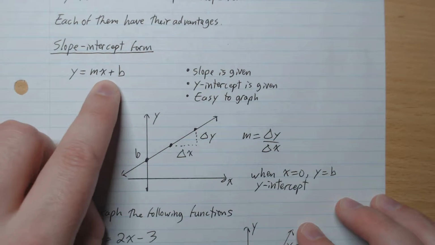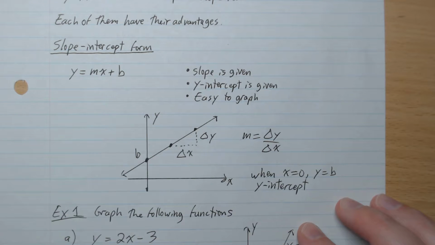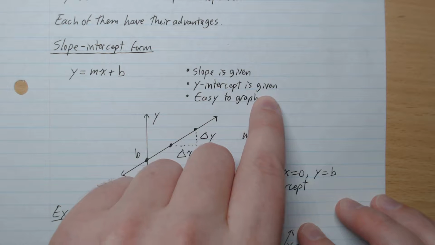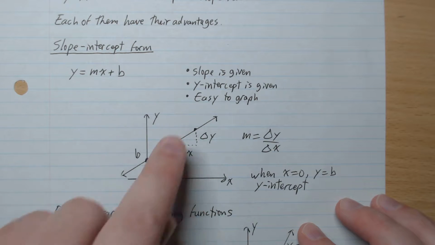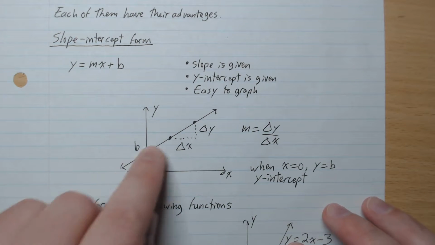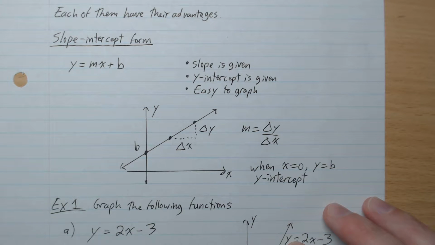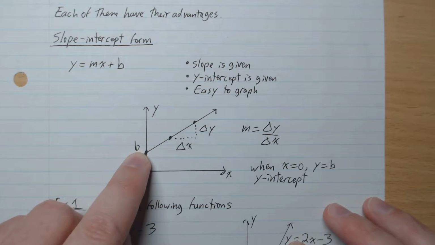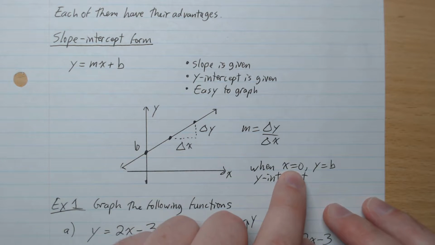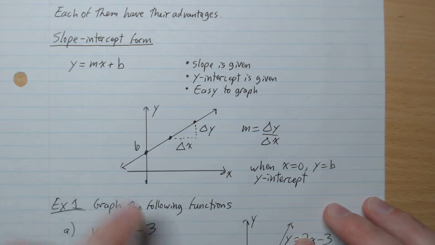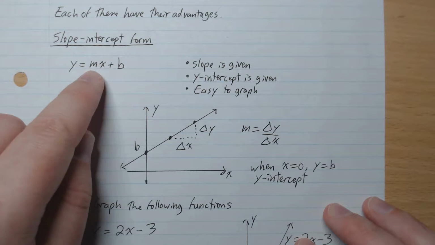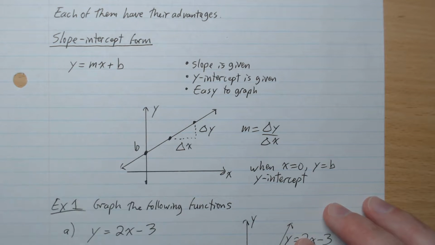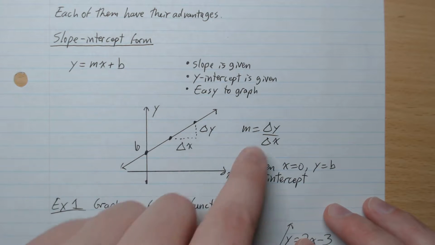So we have y equals mx plus b, and an advantage here is that the slope is given. M is our slope. The y-intercept is given, that's b here, and it's easy to graph. So here we have our linear function. When it crosses the y-axis here, b, this is our y-intercept. And so when x is 0, we get our y-intercept b, right? If we plug in, m times 0 is 0, 0 plus b is b. So when x is 0, y is b. So that's our y-intercept.